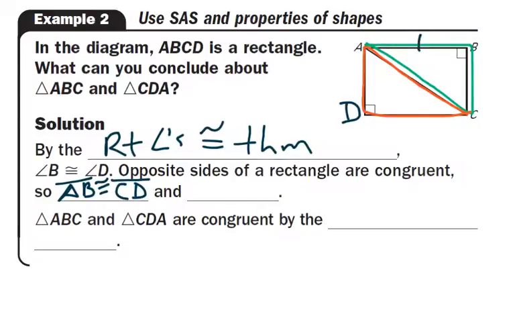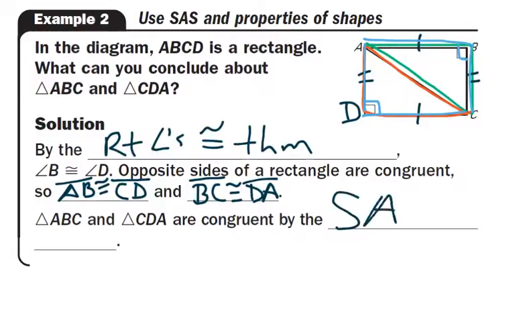Okay, mark that on your picture. And segment BC is congruent to segment DA. So segment BC, segment DA. Now if we look, again, I've got two sides on this triangle, the angle in between, congruent to two sides on this triangle, and the angle in between. So triangle ABC and CDA are congruent by side, angle, side. So this is a paragraph proof here, where the first example was a two-column proof.